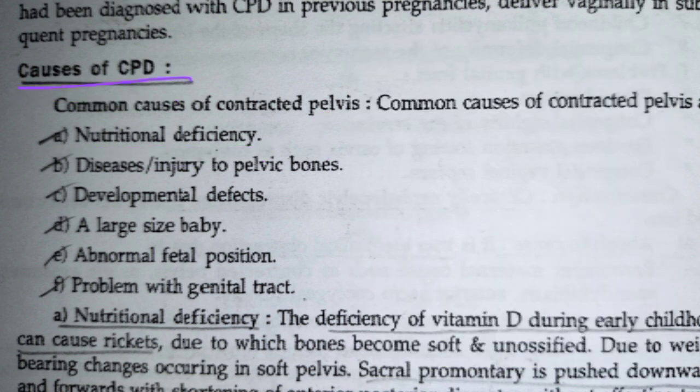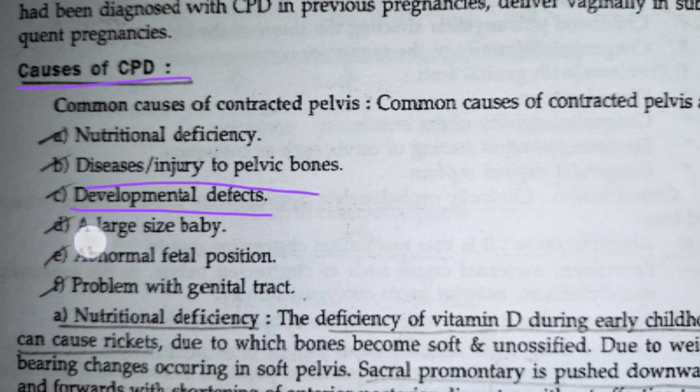Next, disease or injury to the pelvic bone. Diseases like arthritis, tumor or polio and injuries like fractures can lead to this condition. And next, developmental defect. Developmental defect can be like high or low assimilation, or asymmetric pelvis. I don't know whether you are so familiar with these words, but apart from this, polio is also in this. While developing, the defect may occur.